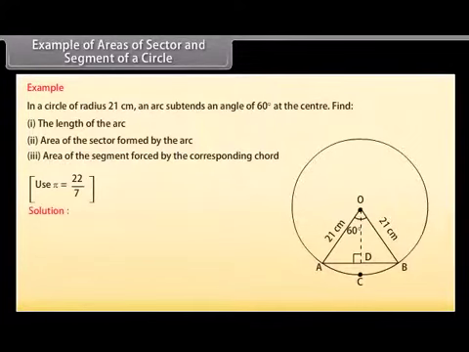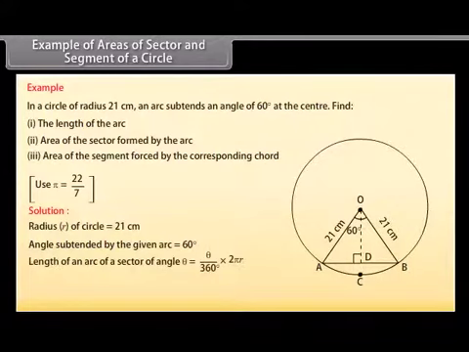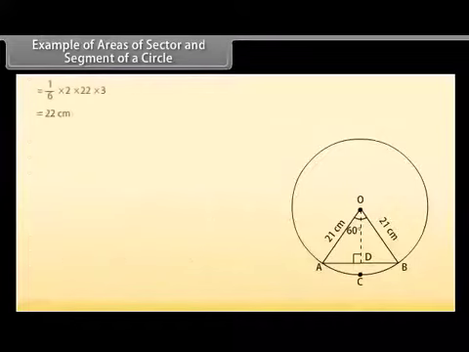Solution. Radius r of circle is equal to 21 centimeter. Angle subtended by the given arc is equal to 60 degree. We know that the length of an arc of a sector of angle theta is equal to theta upon 360 degrees into 2 pi r. Therefore, length of arc ACB equals 22 centimeter.